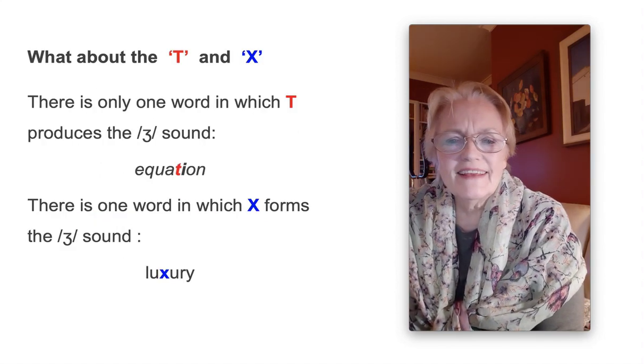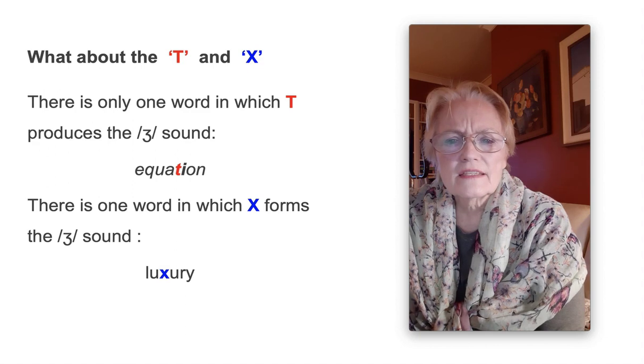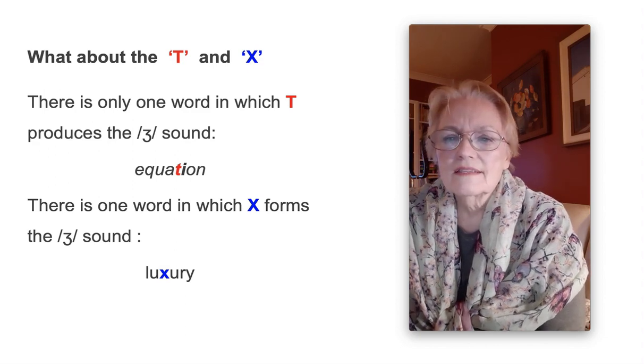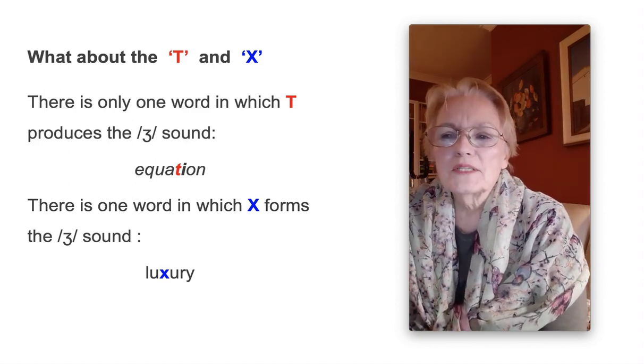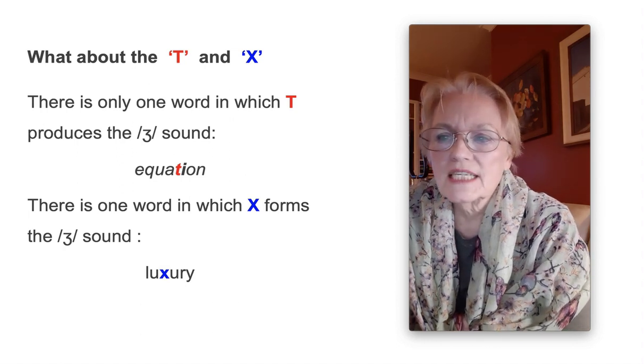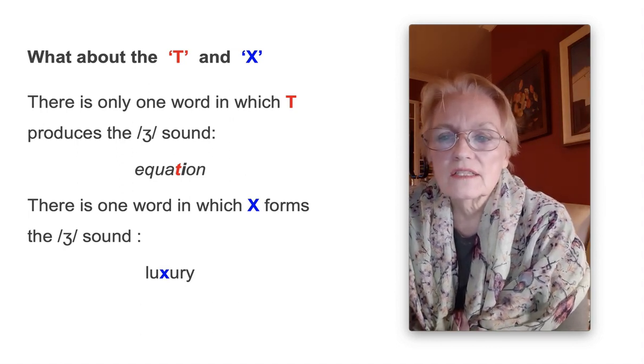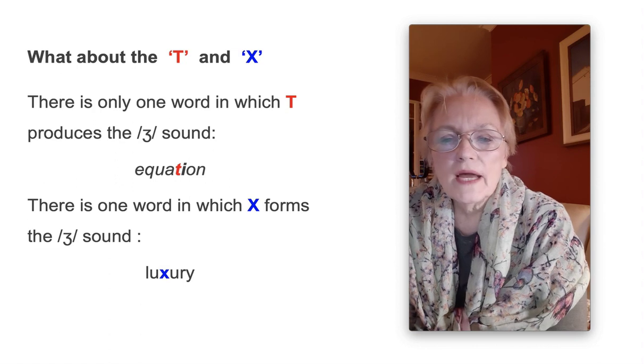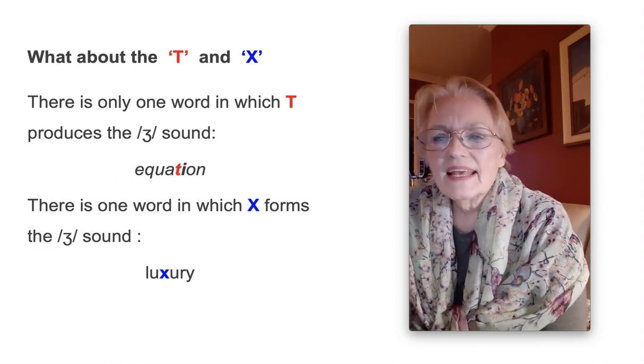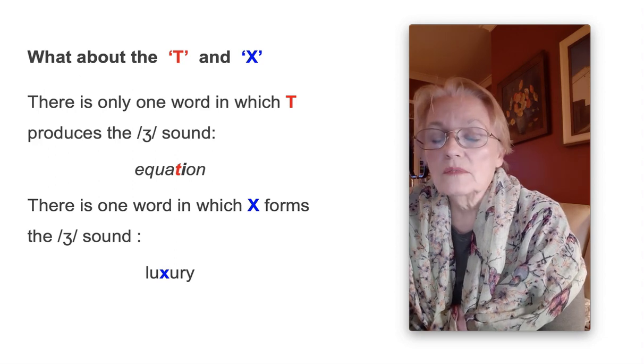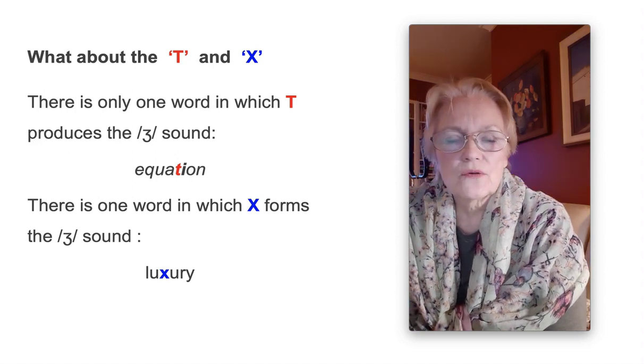So what about the T and the X in the J sound? This looks interesting. Well, there is only one word in which T produces the J sound: equation. There is one word in which X forms the J sound, luxury.